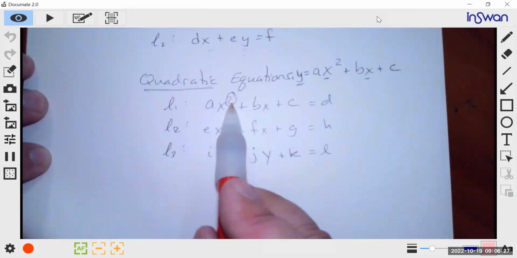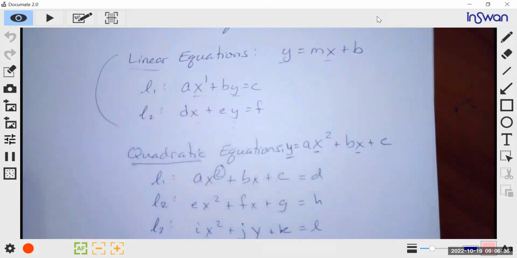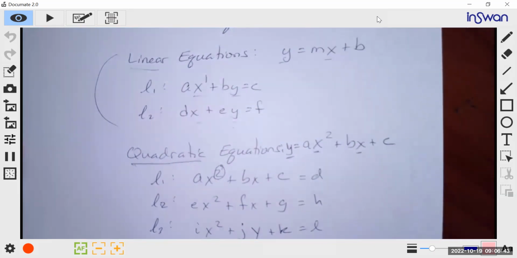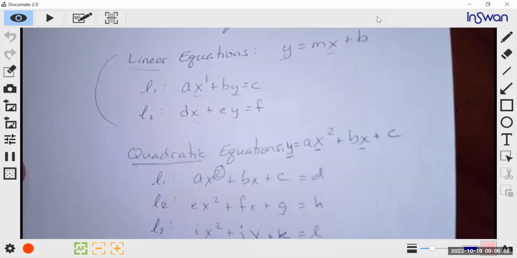If the biggest exponent on X is 2, it's quadratic. If the biggest exponent on X is 3, it's cubic, and so on and so forth. We're going to limit ourselves to linear equations, like we talked about last time and earlier this morning. Four things can happen. They could be parallel, they could be perpendicular, they could be the same line, or they could be just two lines somewhere on the plane.